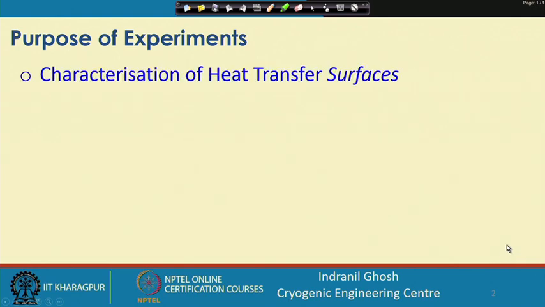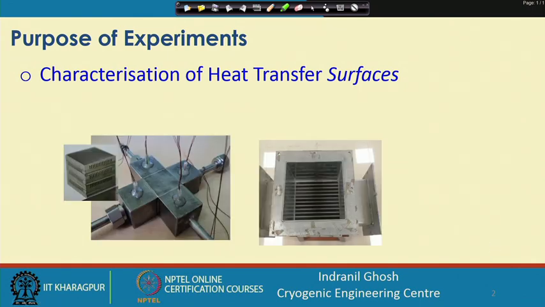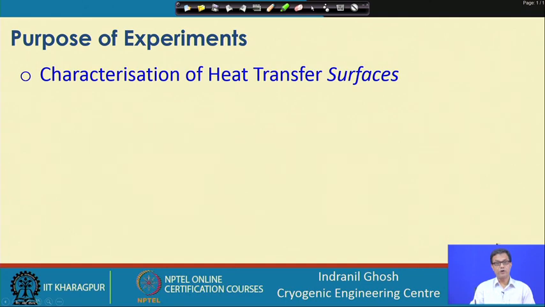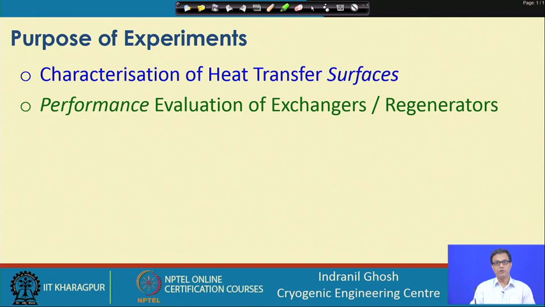So, for all these surfaces, what we need is the characterization of these surfaces. And when we characterize those surfaces, those surface characterization properties will be used to design or simulate the heat exchangers. When we design or simulate the heat exchangers, we also need to make a performance evaluation of those exchangers, to find the effectiveness of these exchangers or the regenerators. So, these two are the primary aspects of any heat exchanger testing: the heat exchanger surface characterization and the performance evaluation of the heat exchangers or the regenerators.